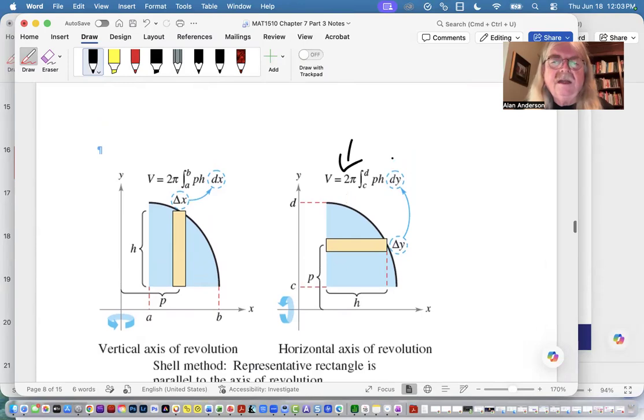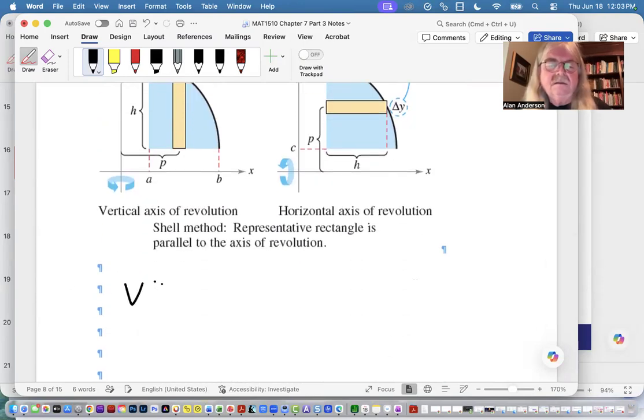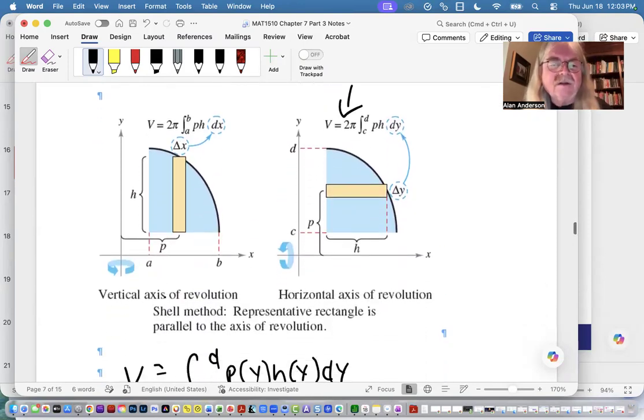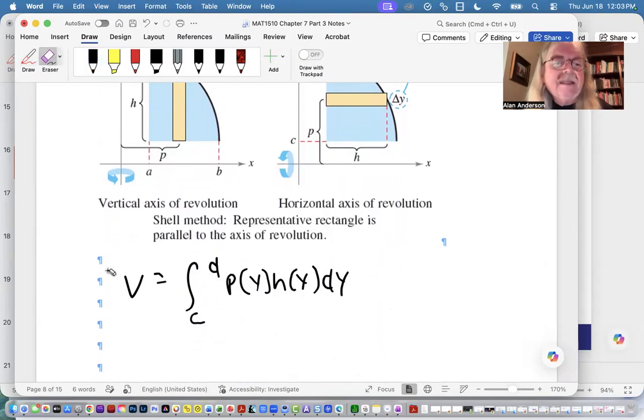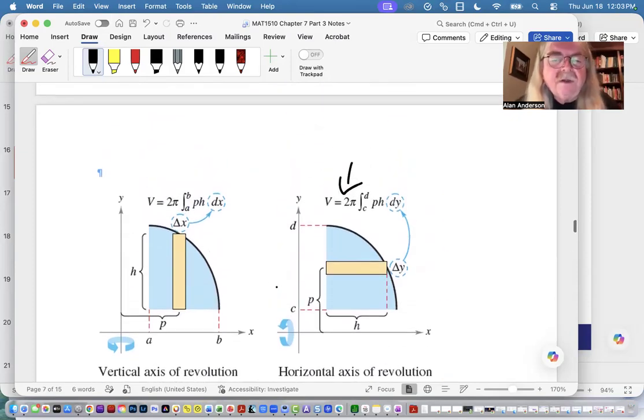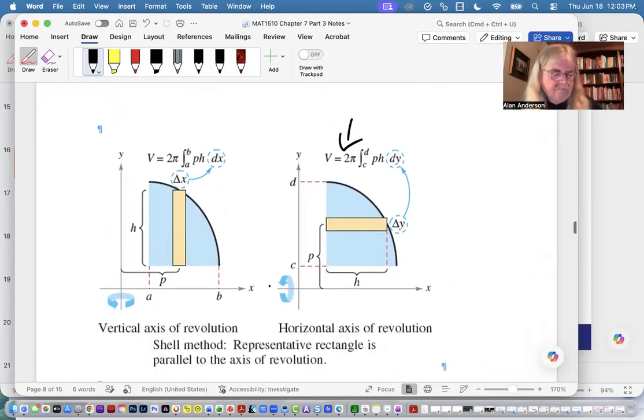So we have all that information. We know that, oh, wait a minute. I forgot the 2 pi. Sorry, hold on. I knew something was missing. Can't have a volume without pi, can you? So we'll just substitute. Now, we already know that P of y, from our graph, is y.